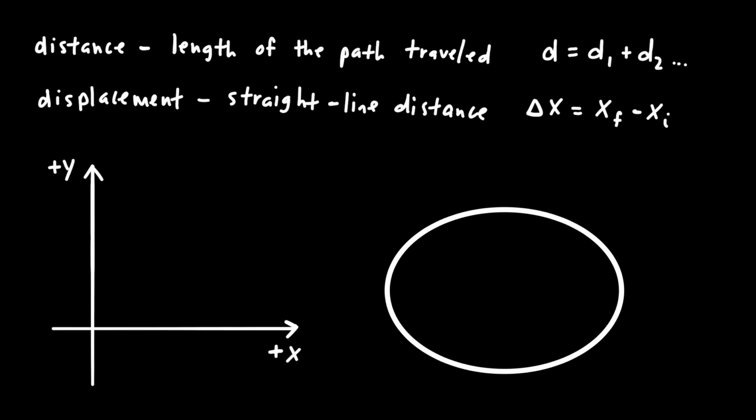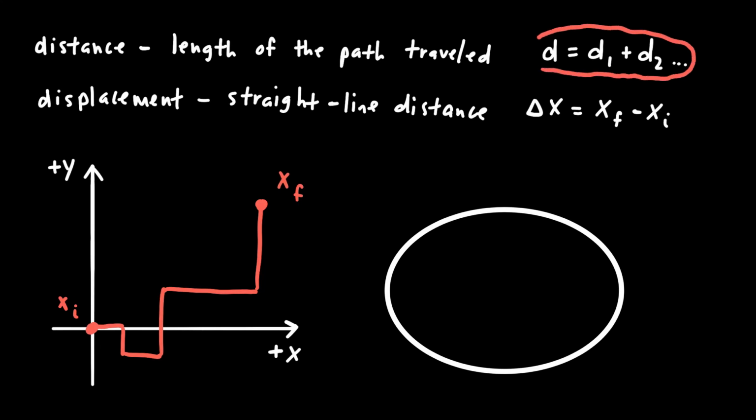Two quantities that are important to understand in kinematics are distance and displacement. Distance is just the length of the path that I travel. So if I start off at some initial position, x initial, and I move to some final position, x final, and I walk along some irregular path in order to get to that final position, then the distance that I've traveled would be the length of all of those segments of that path added up together. So that total distance d could be represented as d1 plus d2 plus all of the segments of that path.